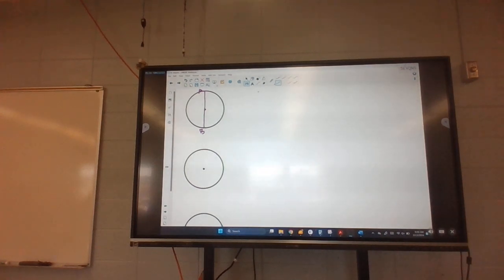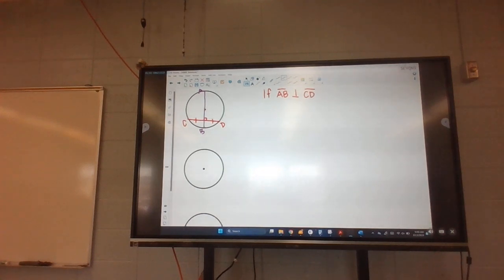So I have AB, and my diameter is going to hit this chord. It's going to be perpendicular, and it's going to cut it into two equal pieces. I'm going to write some symbols just to not write too many words with this. If you don't like the symbols, please write the words.